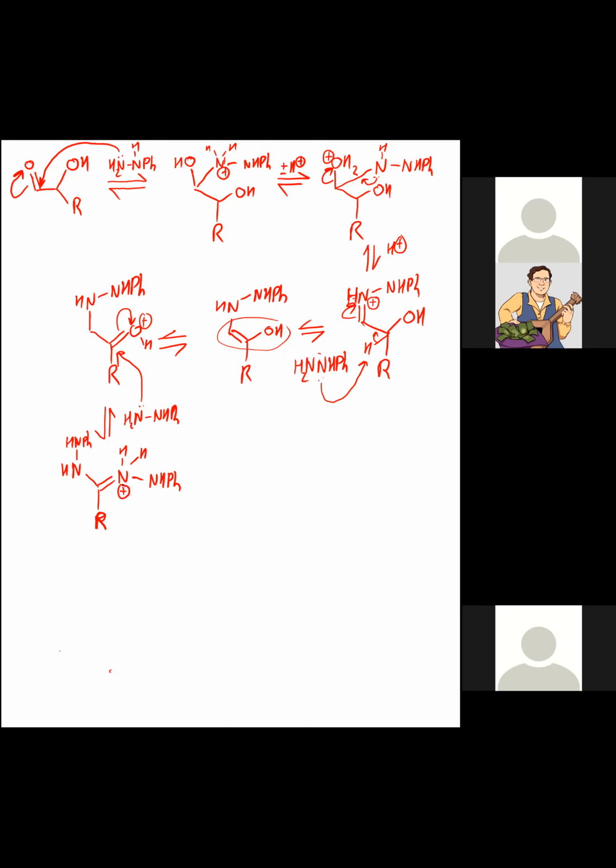So attack, do this whole hemiaminal resolving H plus changing thing, and we'll end up with the double bond. So kind of telescope these first four steps. Here I haven't drawn them all out.